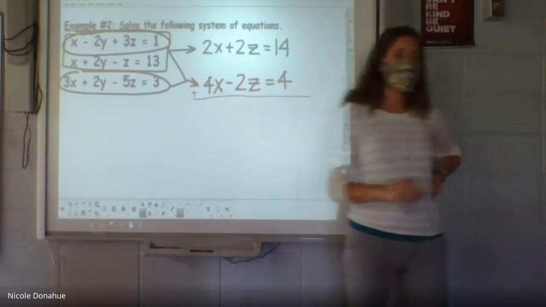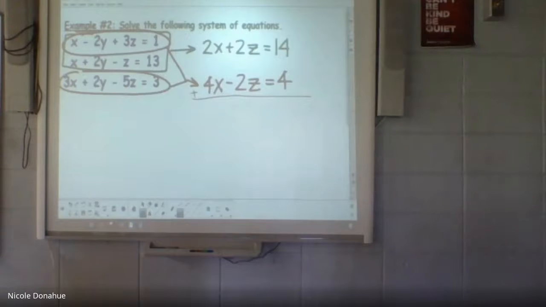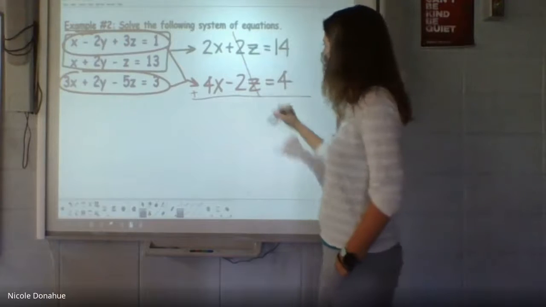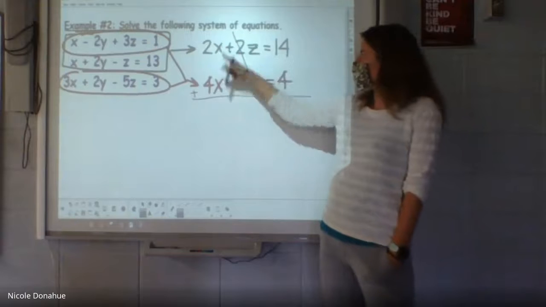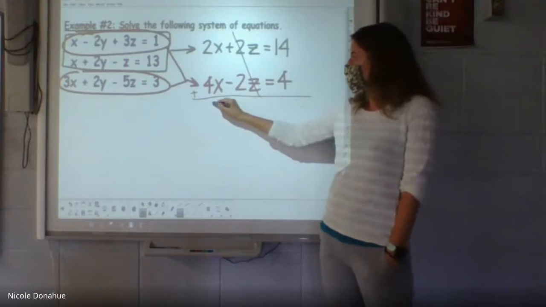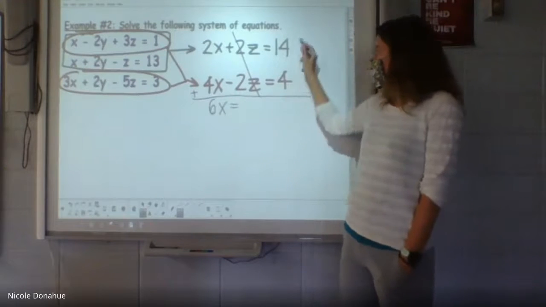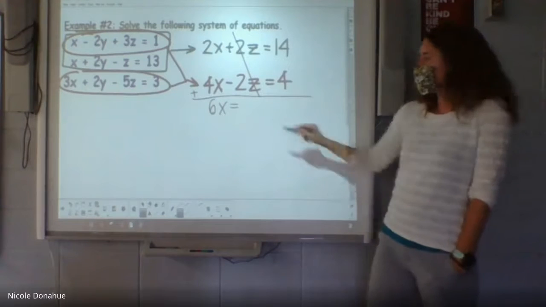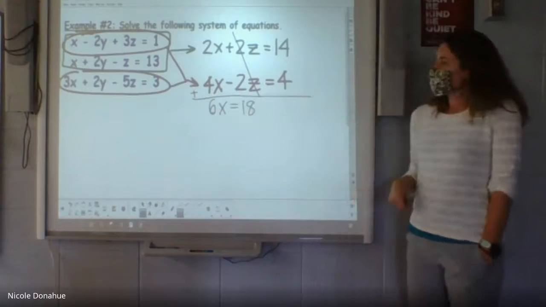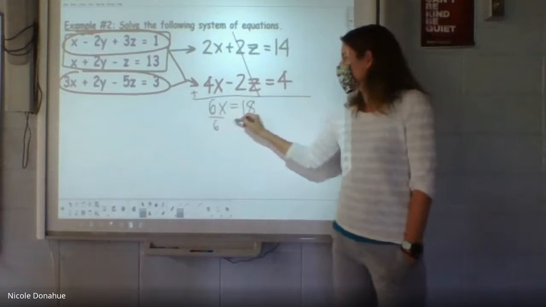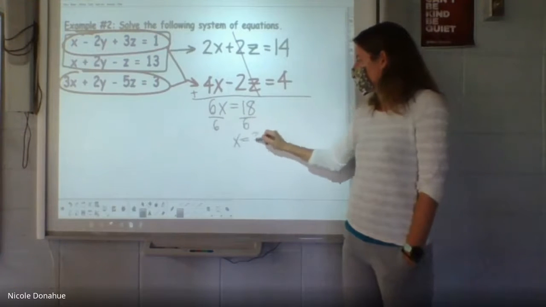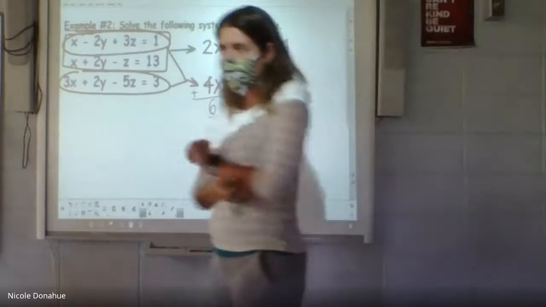If I add these together, what happens? The 2's go away. Yep, the z's go away. So this is really good. Now we got down to just a single variable. 2x, 4x's, 6x. 14 and 4 is 18. So we're able to solve for our x value. So x ends up being 3.